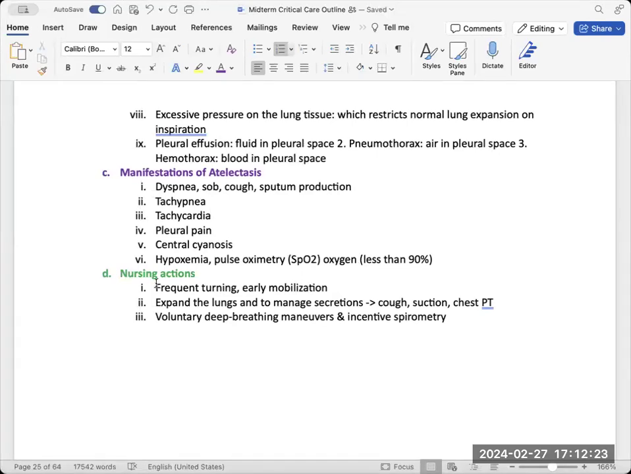So nursing actions to prevent atelectasis include frequent turning and early mobilization to help promote and loosen those secretions, expand the lungs, and manage secretions through coughing, suctioning, and chest PT, and voluntary deep breathing maneuvers and using the incentive spirometer. Any questions?